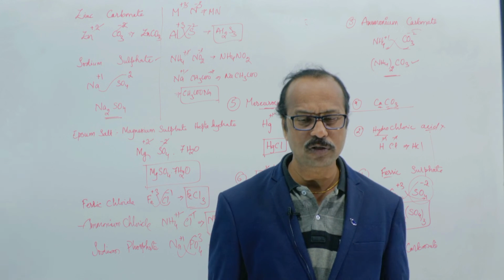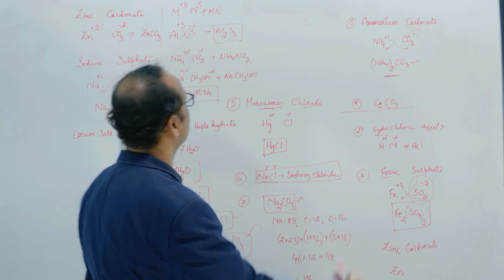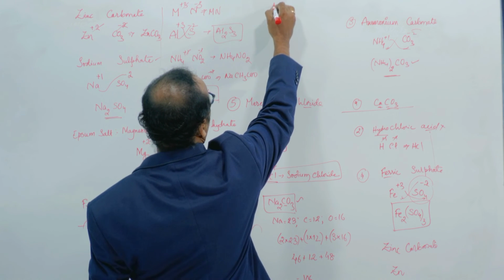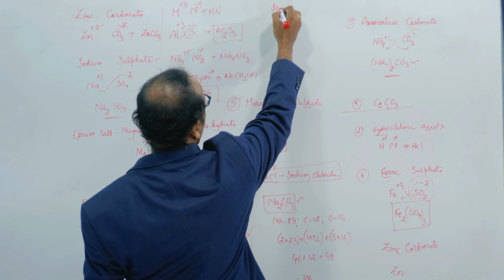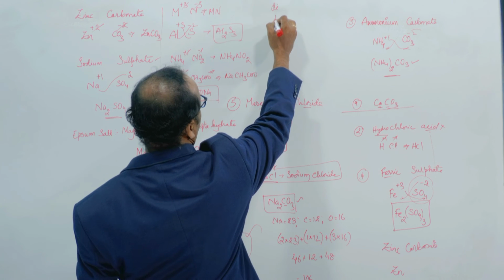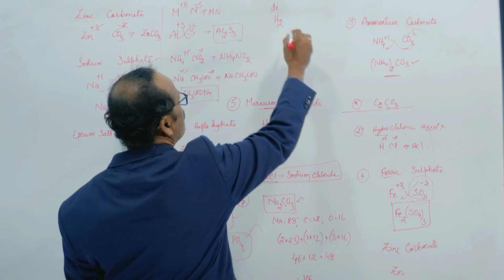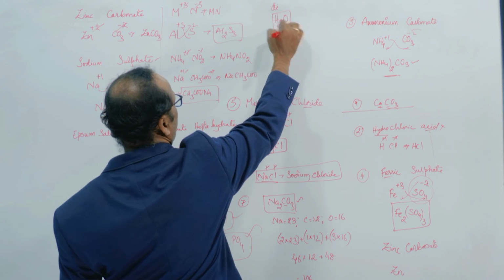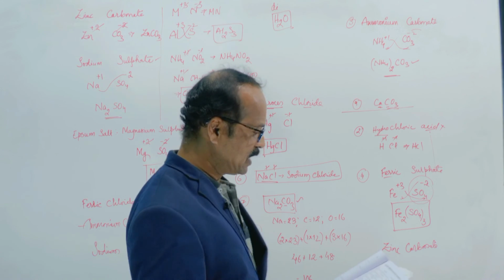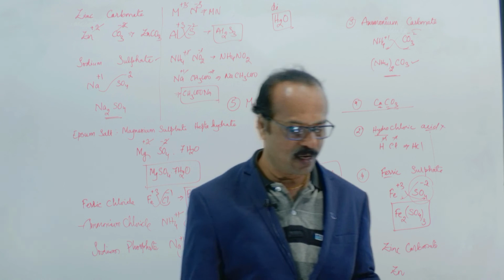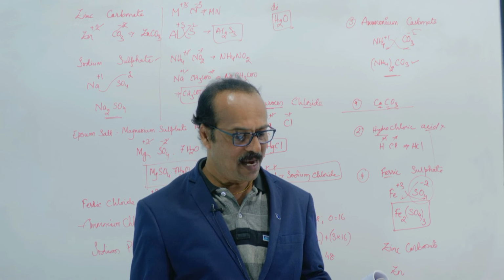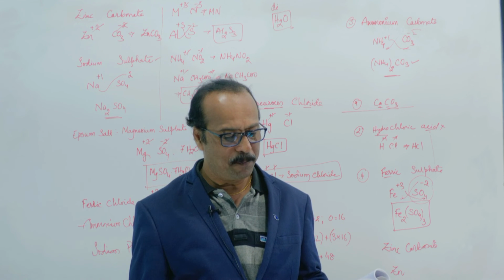Next, dihydrogen monoxide. Here it is very simple. Di means 2. Hydrogen means H, so dihydrogen means H2. Mono means 1. Oxide means O. So that is nothing but water. Dihydrogen monoxide is water, H2O.